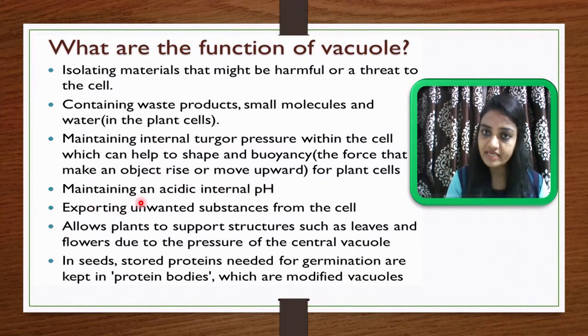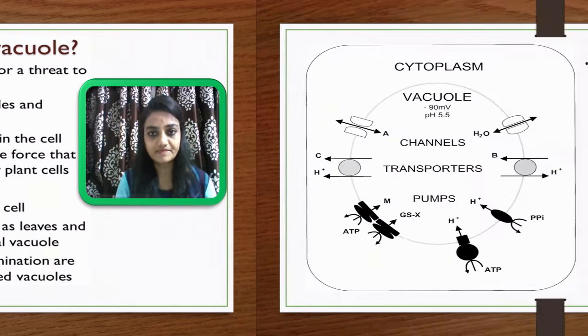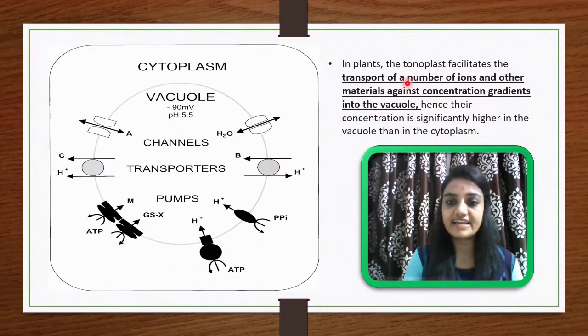Maintaining acidic pH, that is internal pH, exporting unwanted substances from the cell, and allowing the plant to support structures such as leaves and flowers due to the pressure of the central vacuole. Okay, so in this way it allows the support of the plant structures. In seeds, stored protein needed for germination is kept in the protein bodies, which are modified vacuoles. So the protein body is one type of modified vacuole.